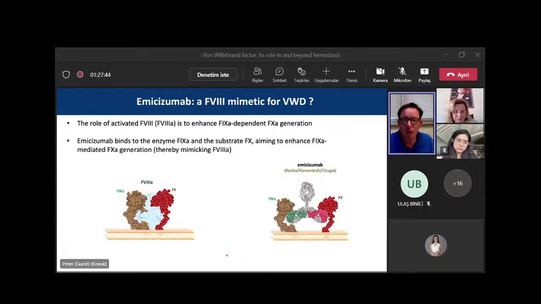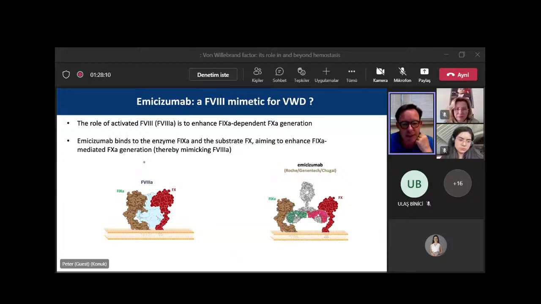But what I want to discuss today is actually something that can already be applied today, if you want, in a way, and that is emicizumab. So emicizumab has been developed for treatment of hemophilia A, especially severe hemophilia A. So why would you want to use it for VWD? Okay, so what is emicizumab?